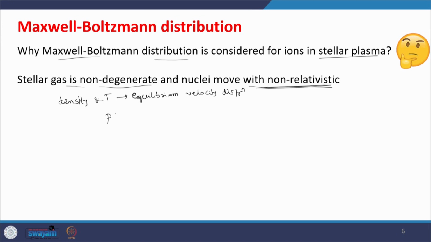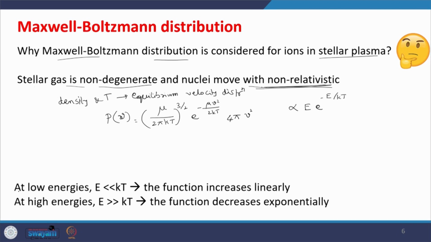And here, as I have written earlier, P(v) is equal to, now I am using another symbol for reduced mass, either I can use M12 or mu, you can use anything, (mu divided by 2 pi k T) to the power of 3/2, e to the power of minus mu v square divided by 2 k T, times 4 pi v square. Now, this distribution is basically proportional to E times e to the power of minus E by k T, right.